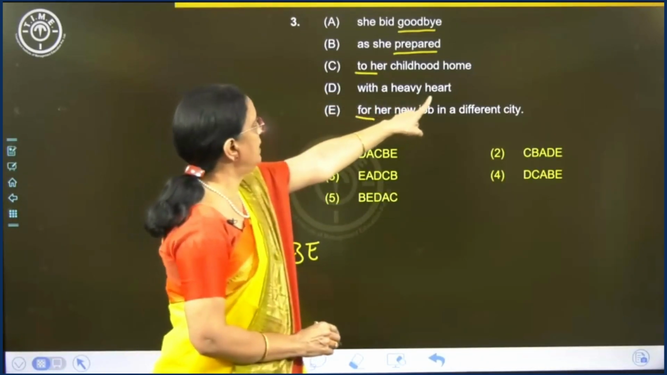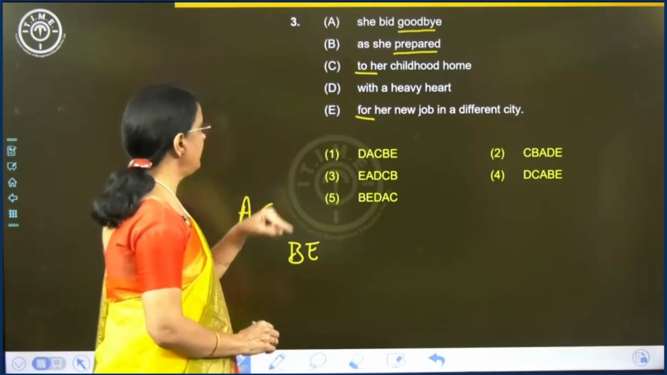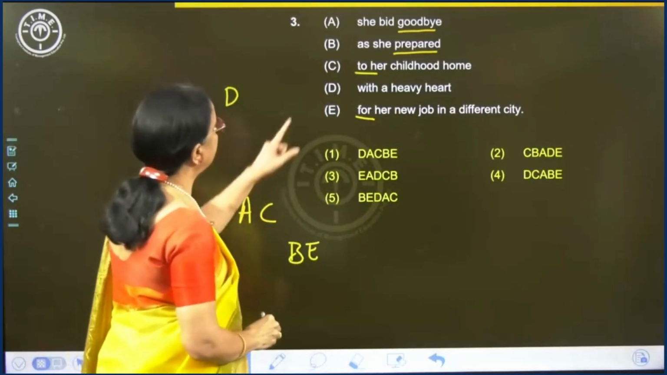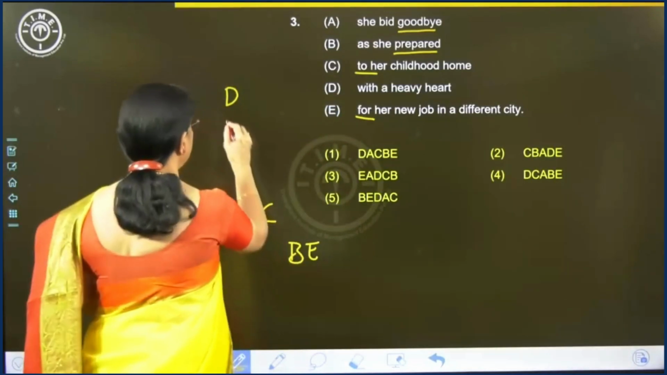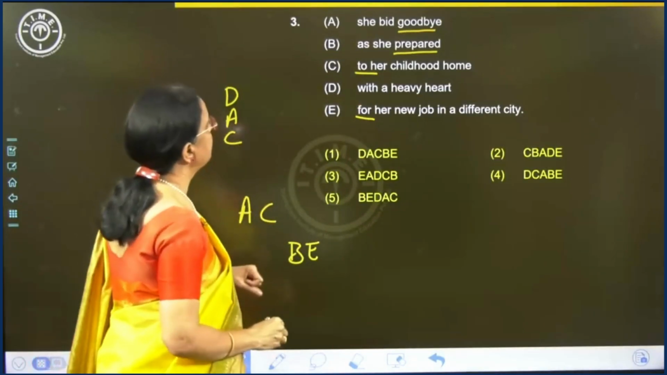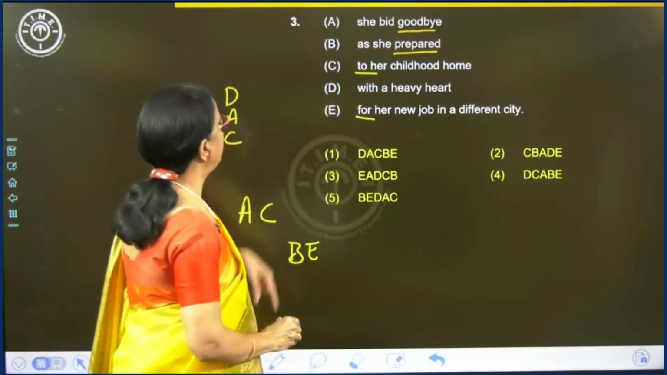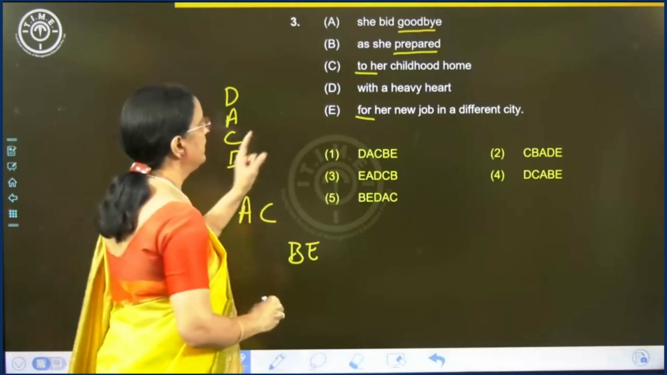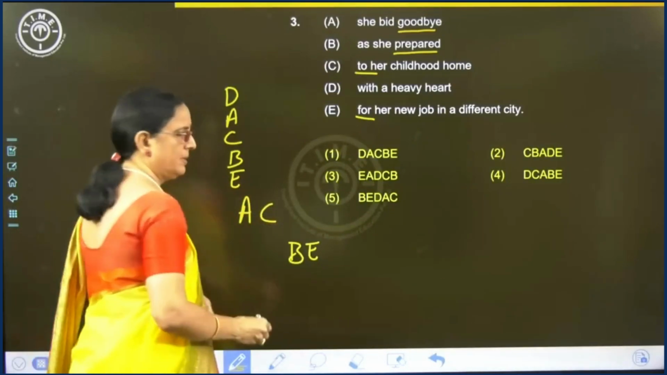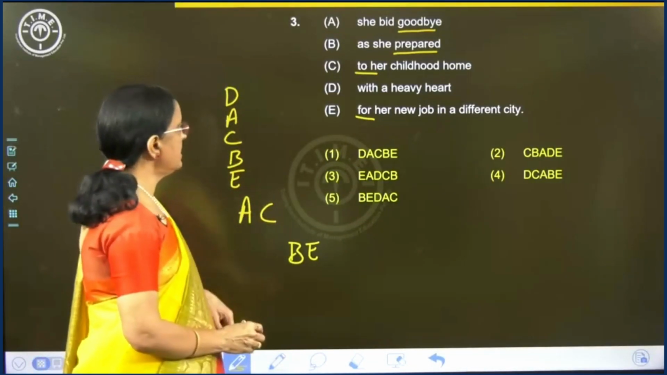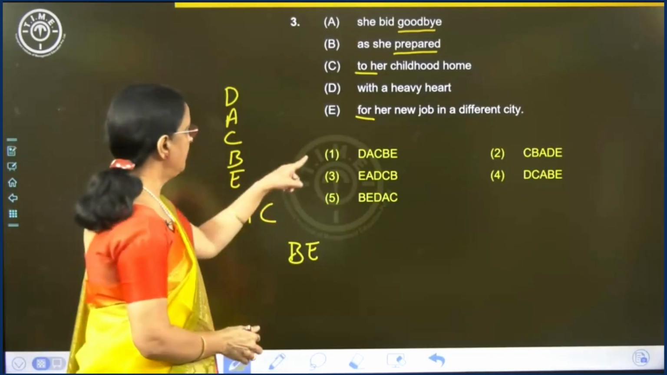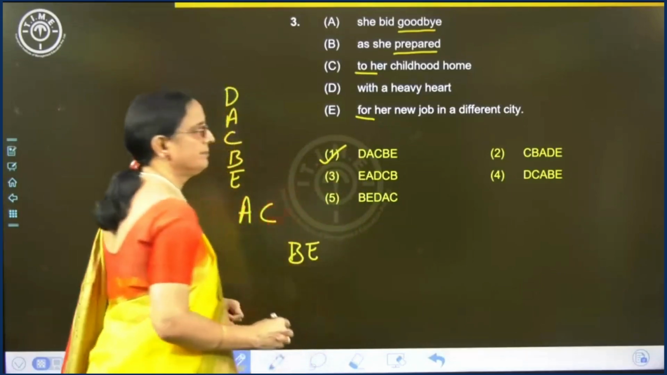And you're left with a heavy heart. All right. So, start with a heavy heart. D. With a heavy heart, she bid goodbye, all right, to her childhood home, okay, as she prepared for her new job in a different city. All right. So, DA, CBE. Where do you have DA, CBE combination? DA, CBE, 1. So, answer is 1.